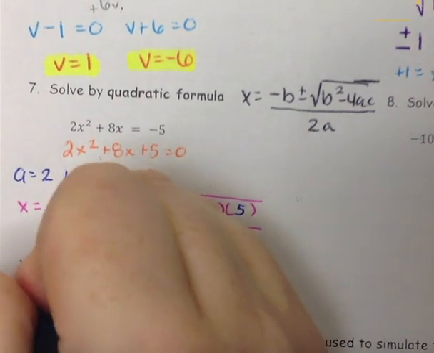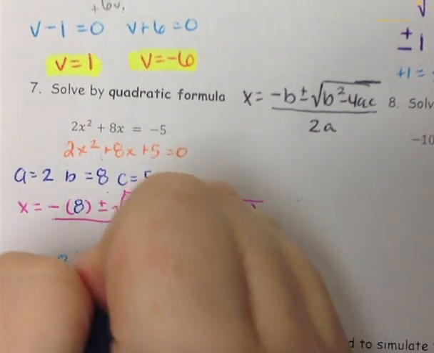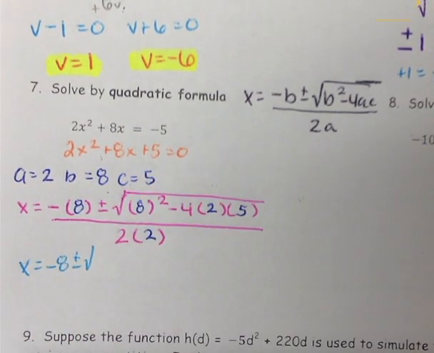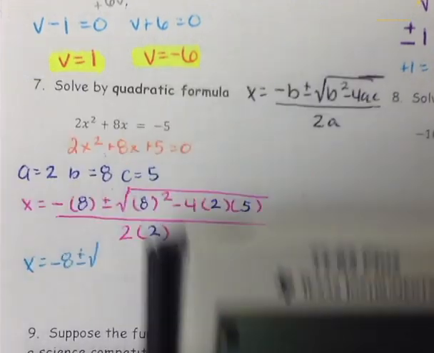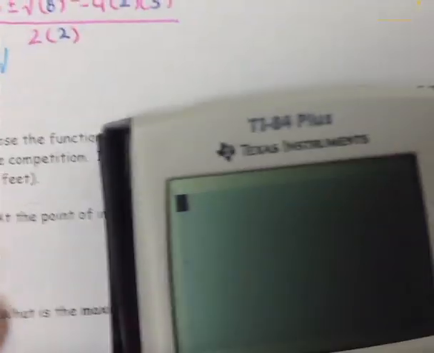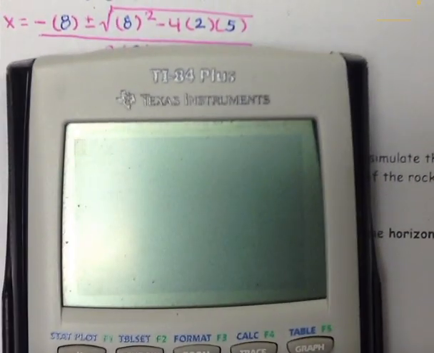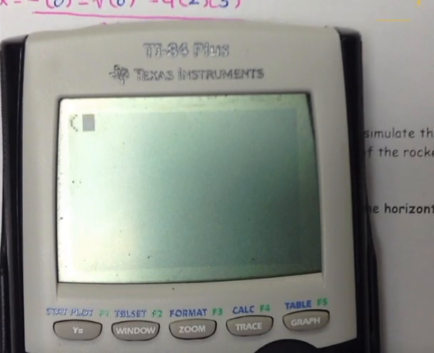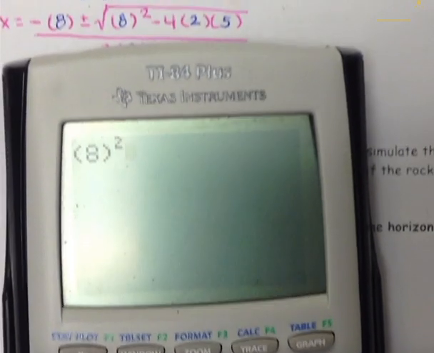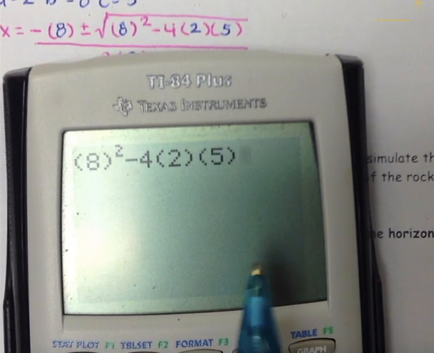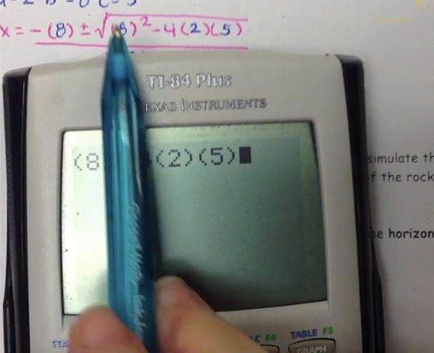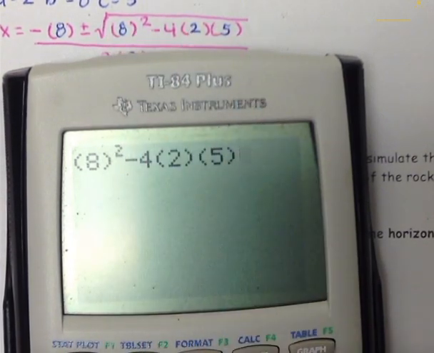So I have x equals negative 8 plus or minus the square root of. I'm going to go ahead and figure out what that inside is. That's called the discriminant. The discriminant tells you how many solutions you're going to have and if they're going to be real or imaginary. So I'm just going to type the inside, not the square root symbol: parentheses 8 parentheses squared minus 4 parentheses 2 parentheses 5 close parentheses. Make sure that you put parentheses on every single letter.